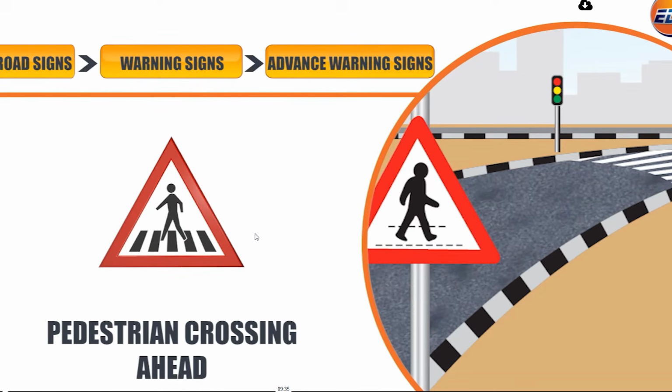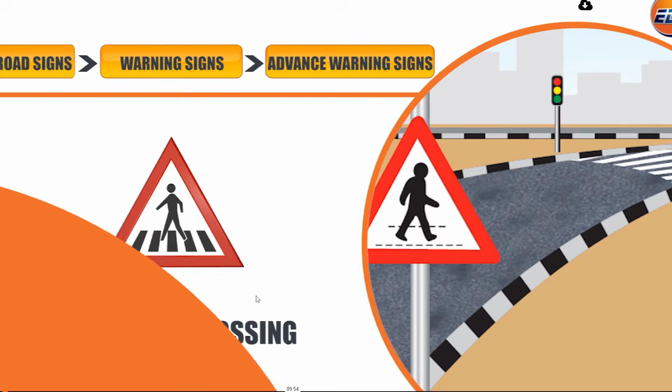Pedestrian crossing ahead. This sign warns the motorists about the pedestrian crossing ahead. It can be seen both at main roads as well as internal roads. The motorist must reduce the speed and give way to the pedestrian first. Moreover, avoid overtaking, overspeeding, and lane changing in such areas.